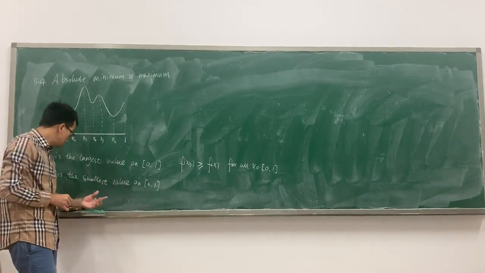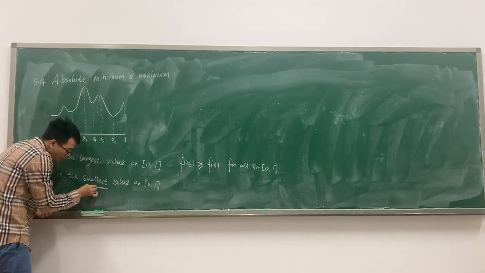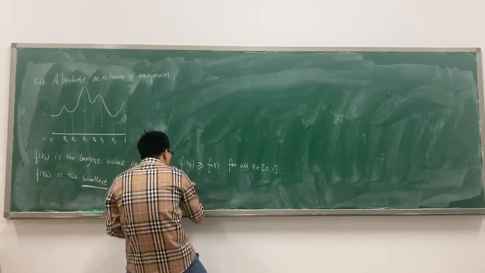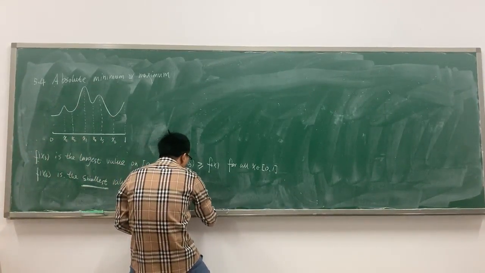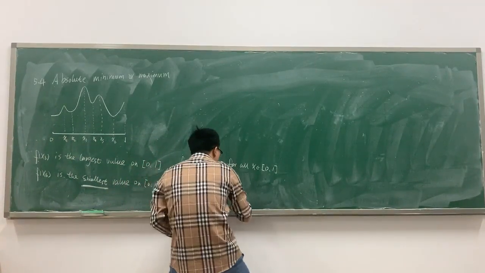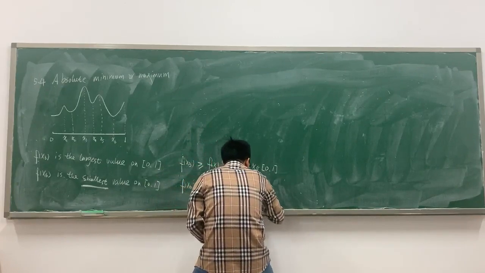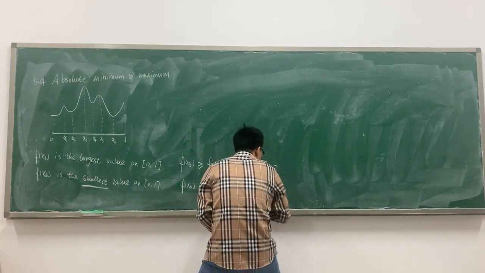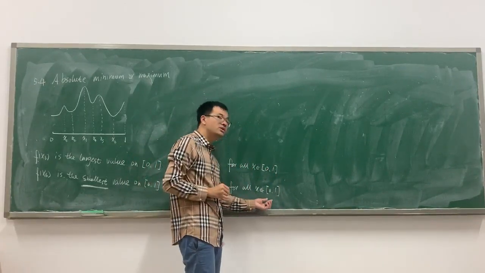So the smallest means what? It means f(x6) is less than or equal to f(x) for all x belonging to 0 to 1.